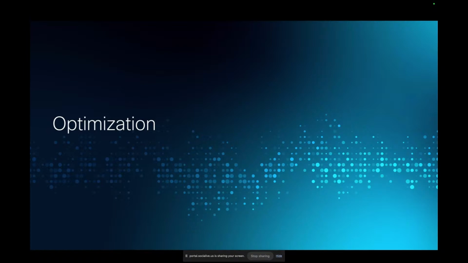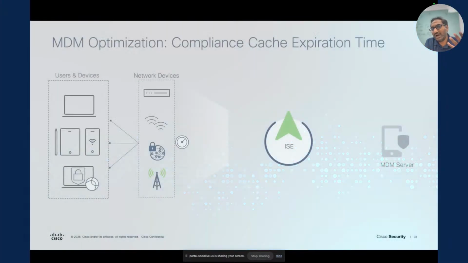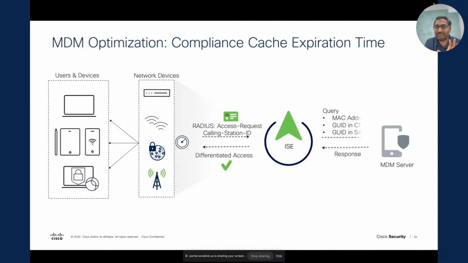There are optimizations which were already possible irrespective of MDM version 2 or version 3, but I just wanted to give you an overview of what those optimizations are. The first one is the compliance cache expiration time. What is that? Basically, when the endpoint is connected to the network, it's not a one-time connection, especially when you're talking about mobile devices or laptops. Most of the time nowadays we make use of wireless.